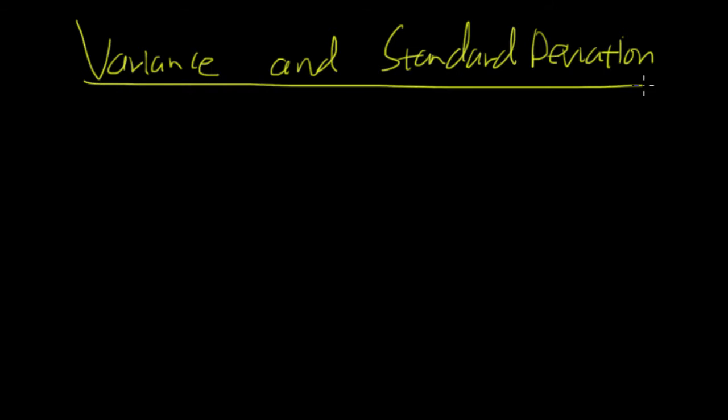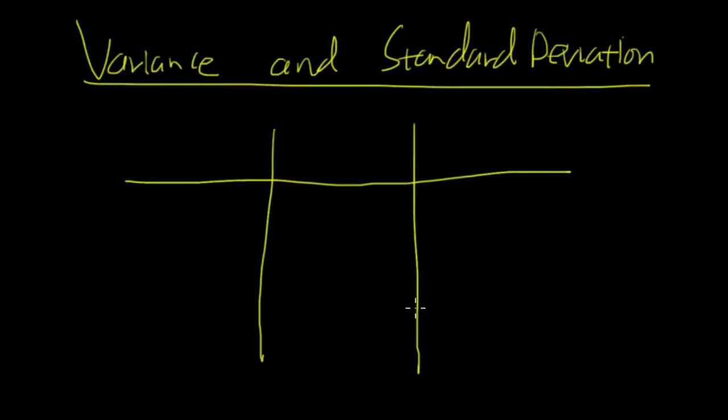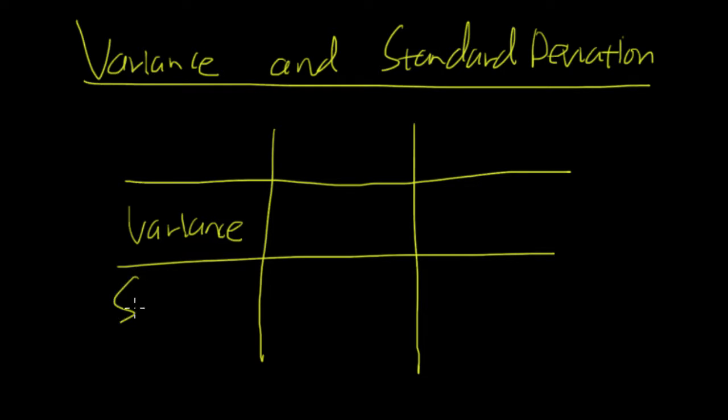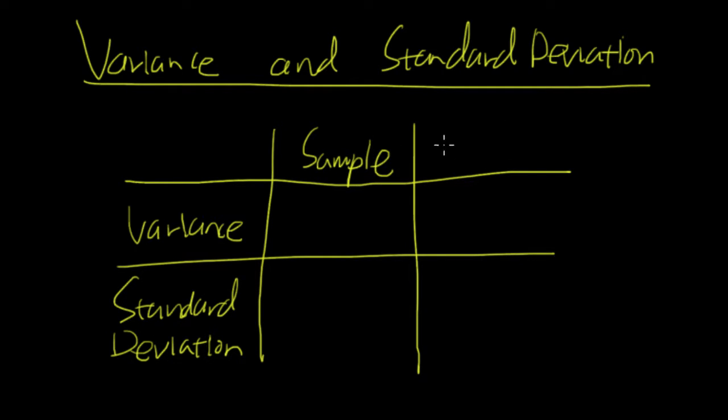Now, variance and the standard deviation use different symbols for sample and population. So let me make a small chart. Let's say variance and standard deviation, and one's for sample and one's for population.